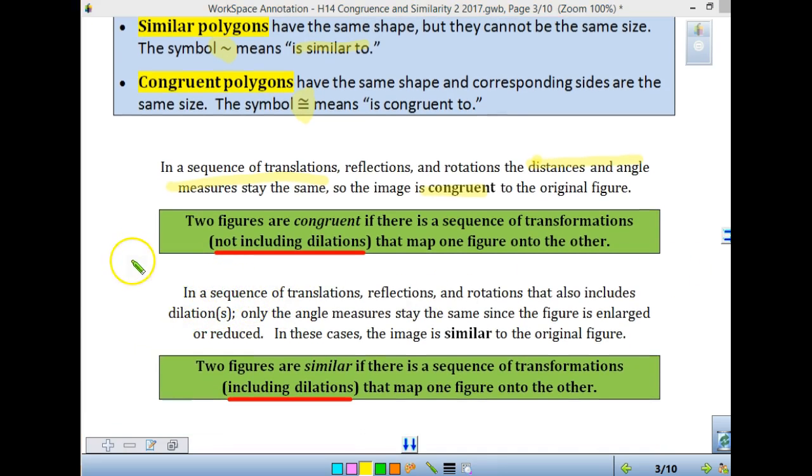In a sequence of transformations, reflections, and rotations that also include dilations, only the angle measures stay the same since the figure is enlarged or reduced. In these cases, the image is similar to the other figure. So sometimes we are going to be looking at the scale factor. We're going to look at how much bigger or smaller. Anytime you do a scale factor, it's going to be similar. Whereas if you have no scale factor, it's going to be congruent.